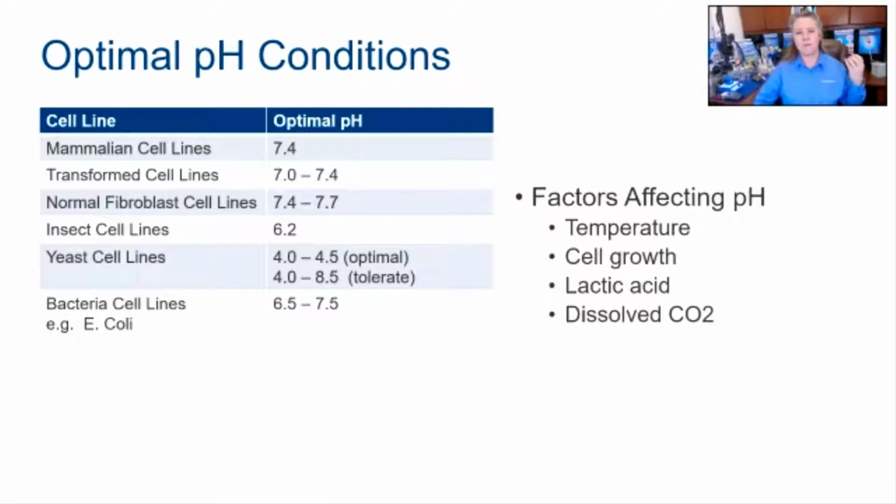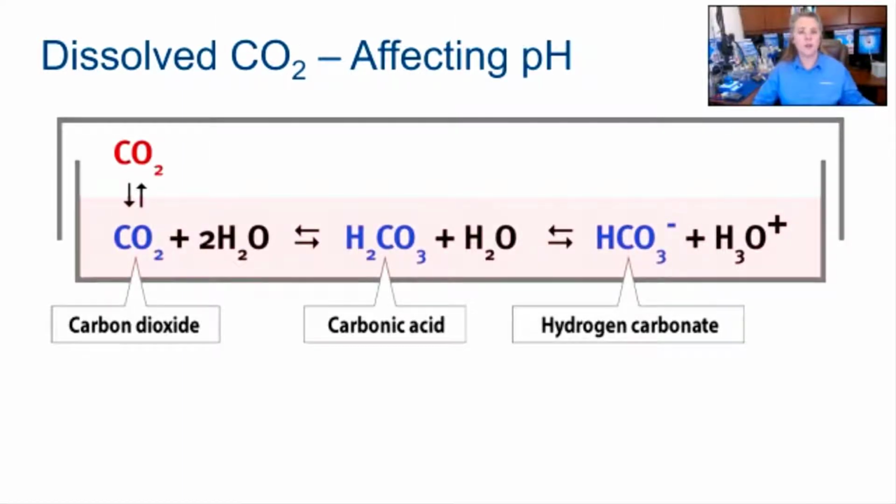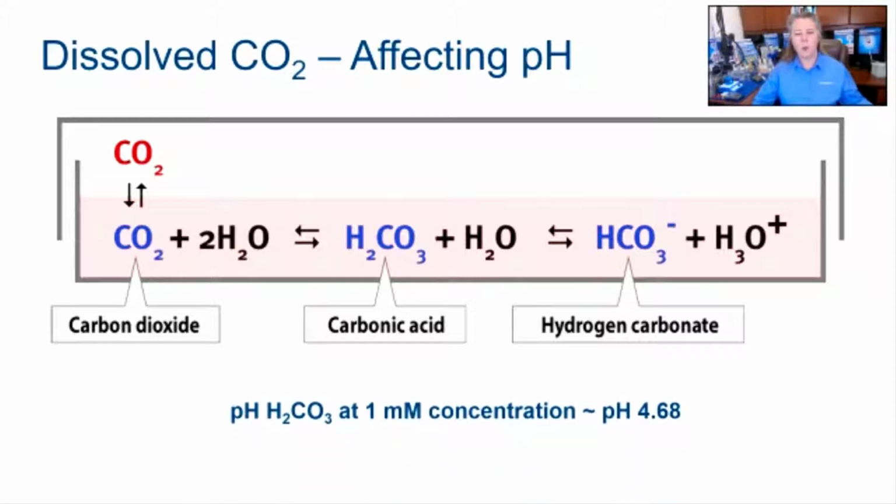Some of the things that can affect the pH in your culture during culture conditions are the temperature of your culture, the cell growth, lactic acid, and the dissolved CO2. CO2 itself, the expulsion of it during cell process goes through this basic chemical reaction. This is how dissolved CO2 affects pH. You have carbon dioxide with water, gives you carbonic acid. Just for your own reference, 1 millimolar concentration of carbonic acid is about a pH of 4.6.